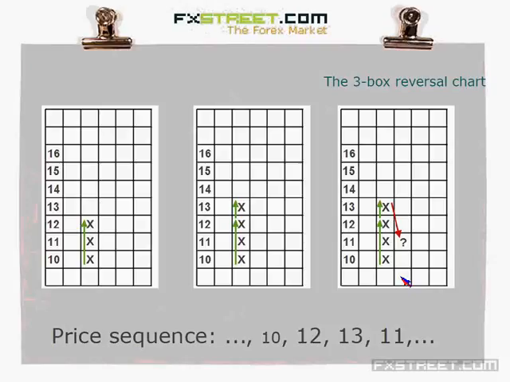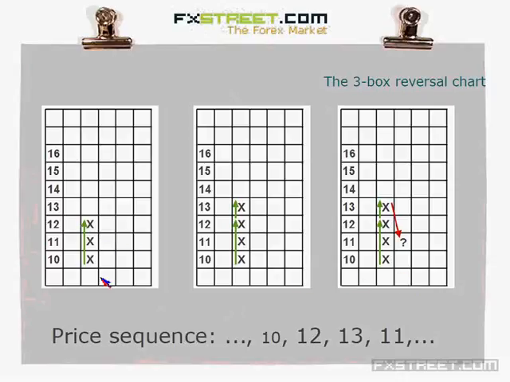Okay, now we'll move to the so-called three box reversal chart. Here we'll take round numbers again, we'll simplify, and let's say we have a price sequence. We're coming from price 10, then we have price 12, 13, 11.